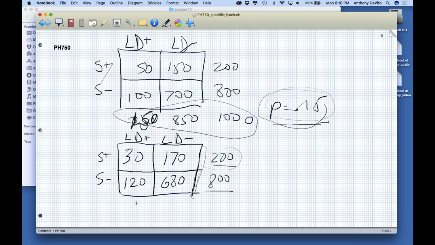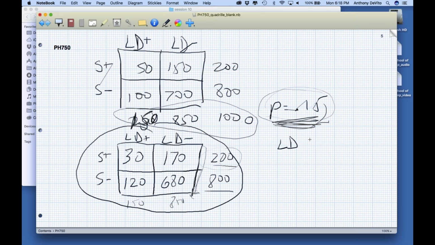And you'll notice that you get the same numbers down here, 150 and 850 and so forth. Everything else stays the same. This is what we would have expected if there were no association between lung disease and smoking. That's what we would expect. We're going to call this table our expected values, and we're going to call this table our observed values.